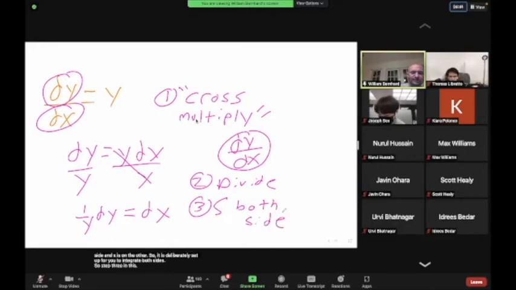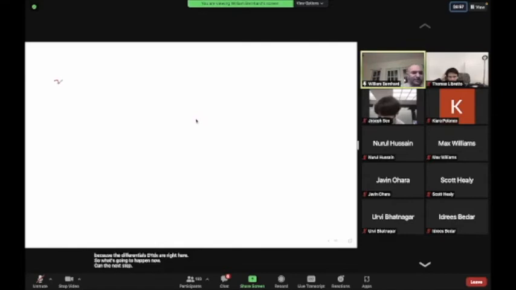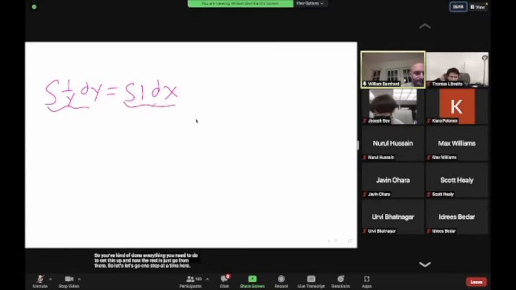So step 3 in this process is to just take the integral on both sides. And it's set up perfectly because the differentials dy and dx are right here. So in the next step you're going to have the integral of 1 over y dy is equal to the integral of, and of course there's an imaginary 1 here, the integral of 1 dx. So you've done everything you need to do to set this up, and now the rest is just go from there. Let's go one step at a time.